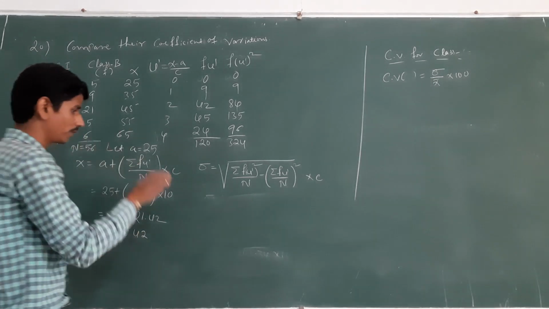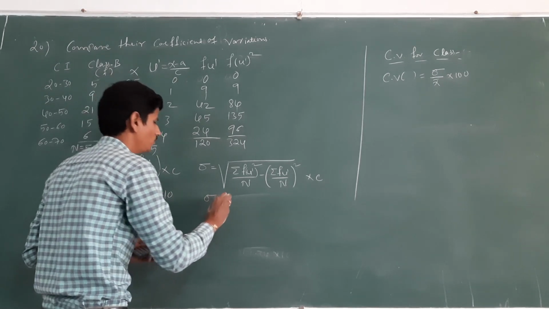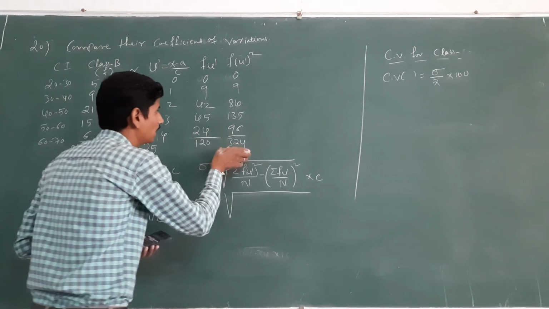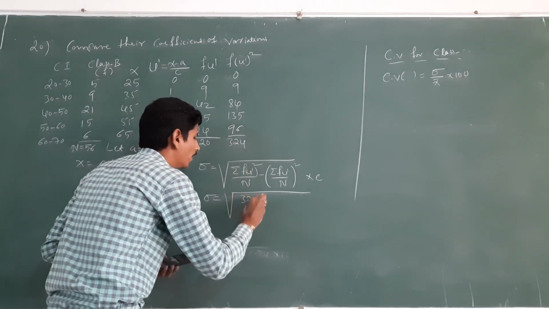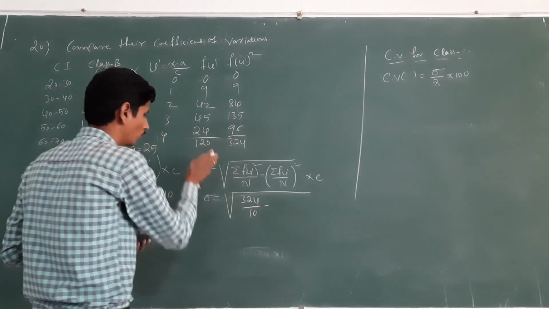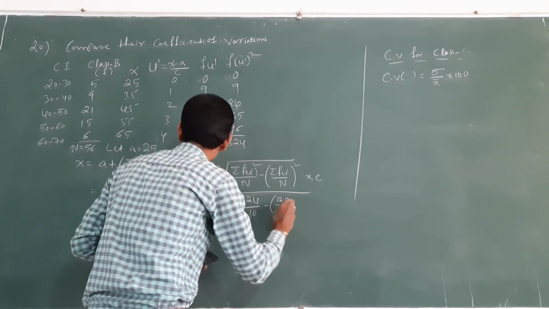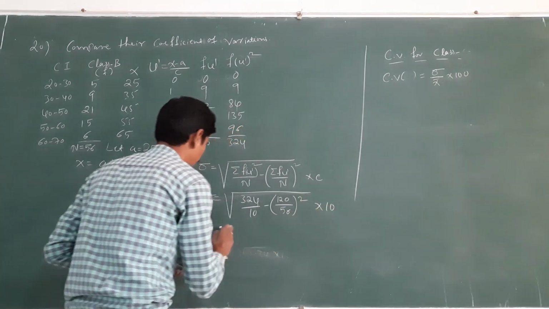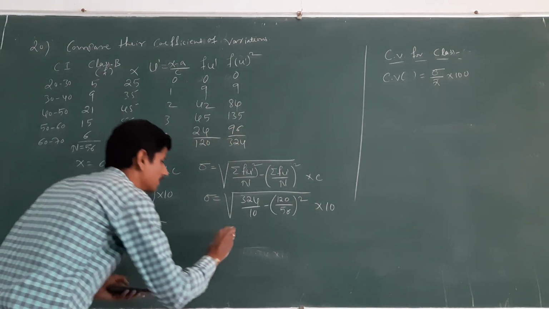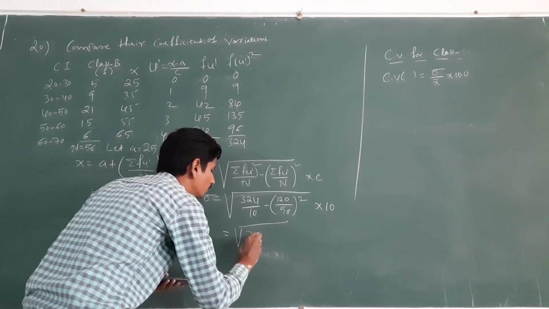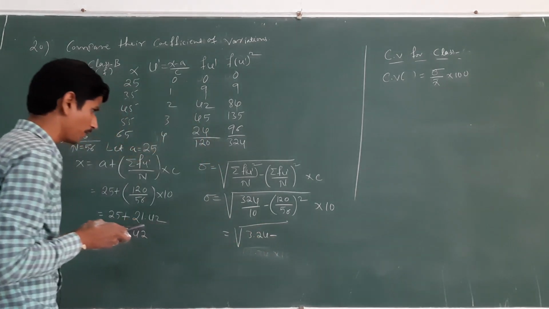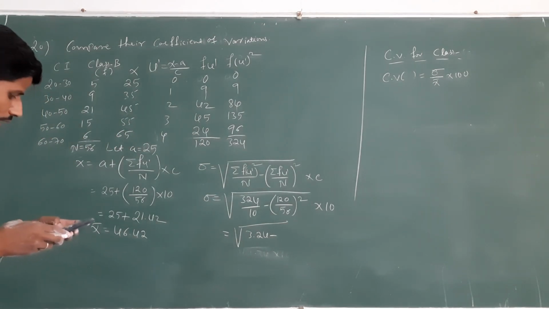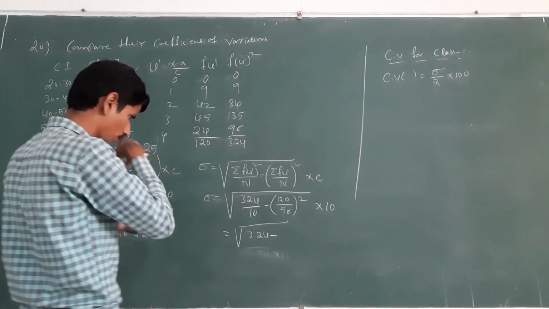The next step is to calculate the standard deviation, sigma equal to under root of fu dash square by capital N. Here fu dash square is 324 divided by 56, minus 120 divided by 56, whole square, into 10. Here 324 divided by 56 is 5.78, minus 120 divided by 56, which is 2.14. Its square is 4.59.